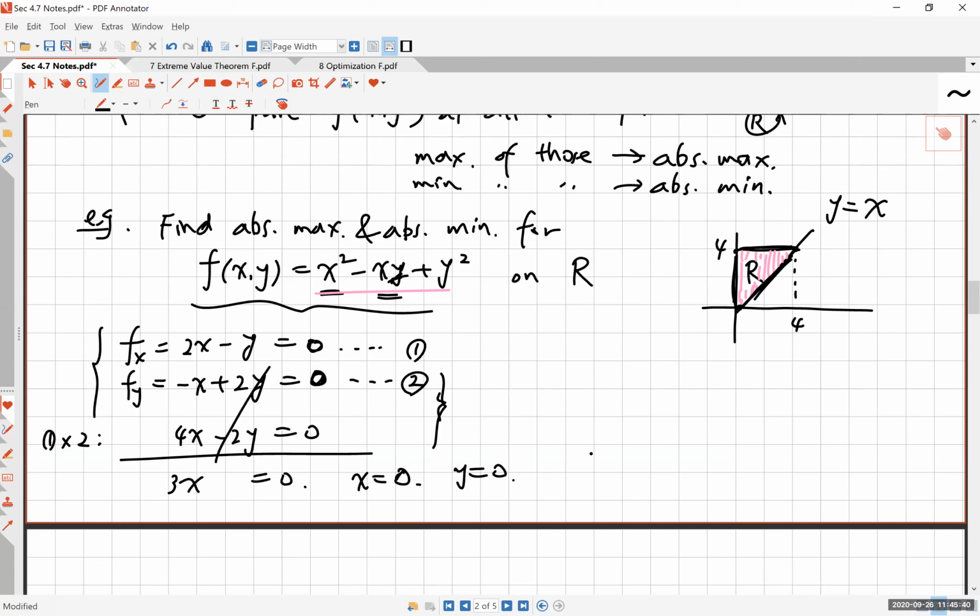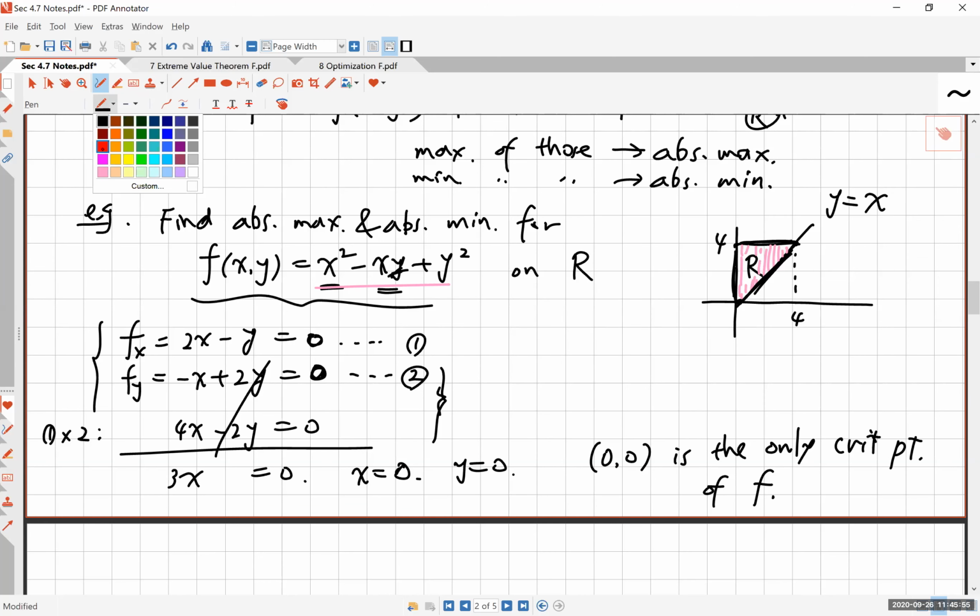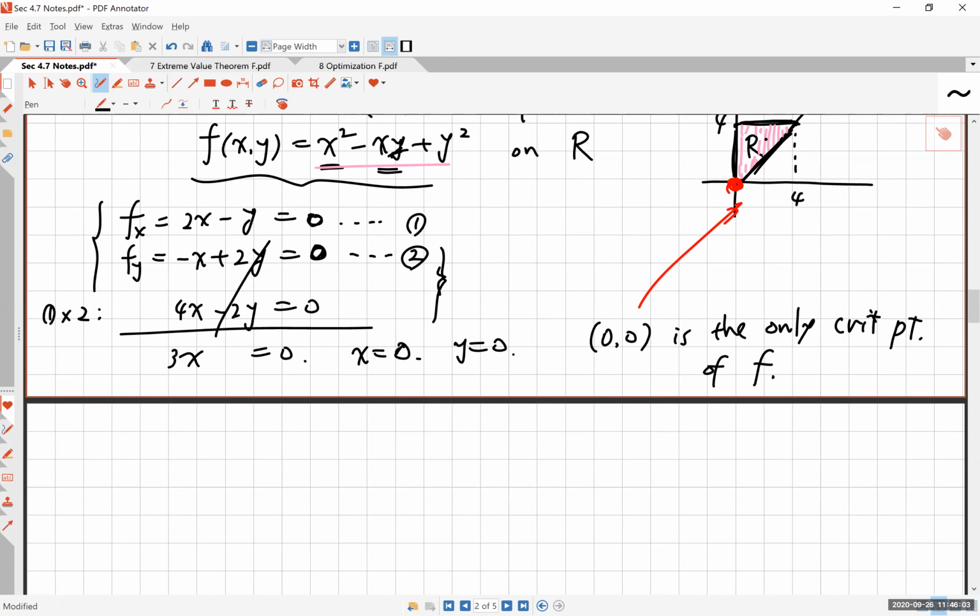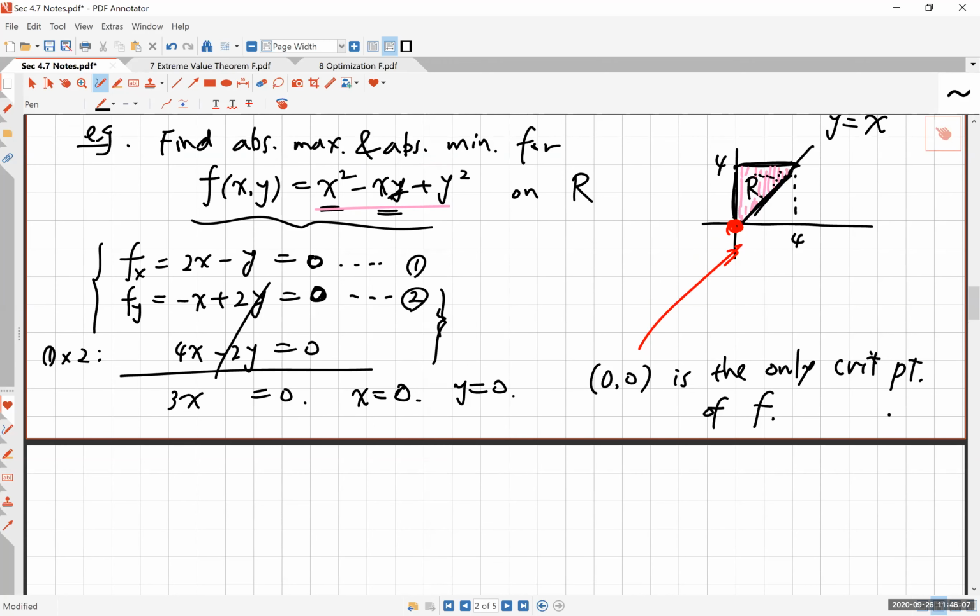So what this is saying is 0, 0 is the only critical point of f. Anywhere, not just restricted to R, but anywhere. This is the point. So here's the point. Okay, this is the only critical point. It doesn't really tell us a whole lot. It just means that there's nothing interesting happening in the inside of R. Okay, there's no local maximum or minimum or saddle point inside of R.